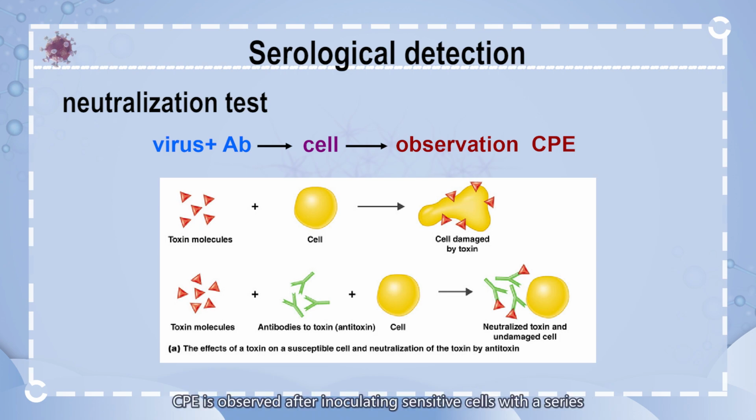CPE is observed after inoculating sensitive cells with a series of diluted sera mixed with an equal volume of known virus suspension. This method is used to detect slight dynamic change of antibody in patient's serum, but is less used in clinical diagnosis.